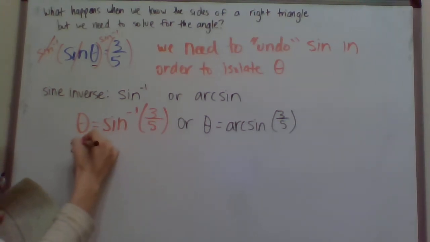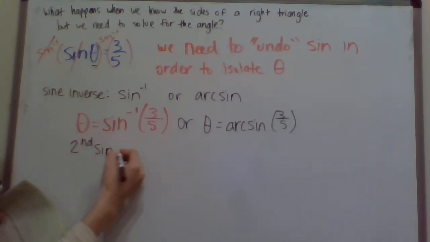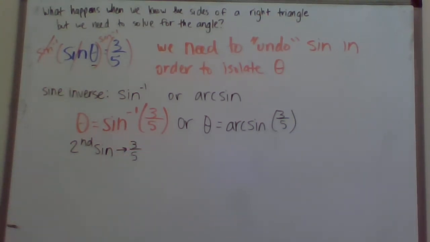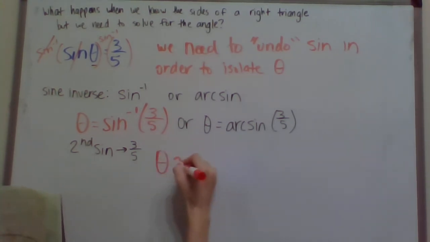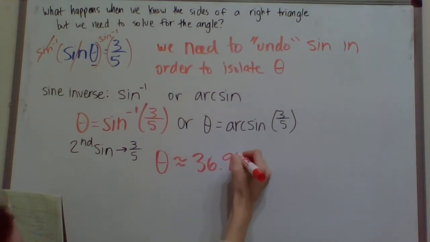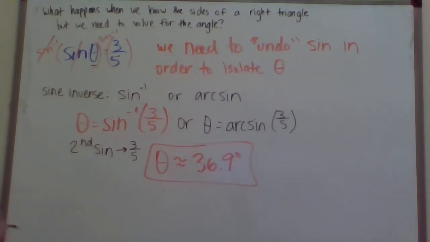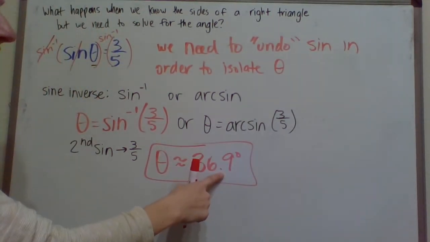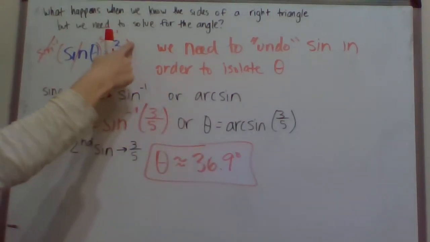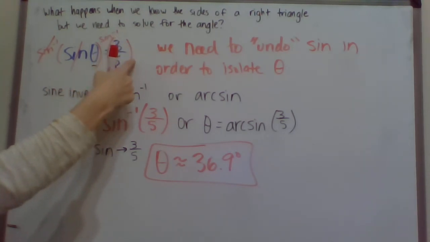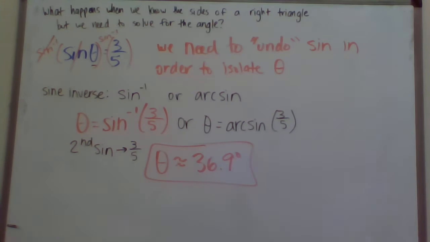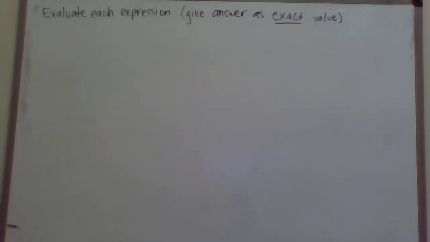So what you need to do is make sure you hit second sine and then type in 3 over 5. Again, check to make sure that you are in degree mode. When you do second sine of 3/5, or sine inverse of 3/5, you should end up with theta approximately 36.9 degrees. So that means the angle that has the 36.9 degree measure has an opposite side to hypotenuse ratio of 3 to 5.